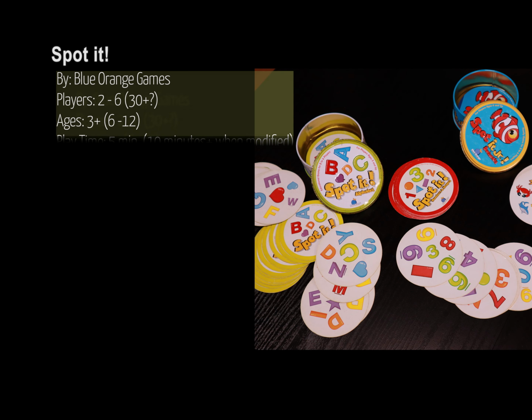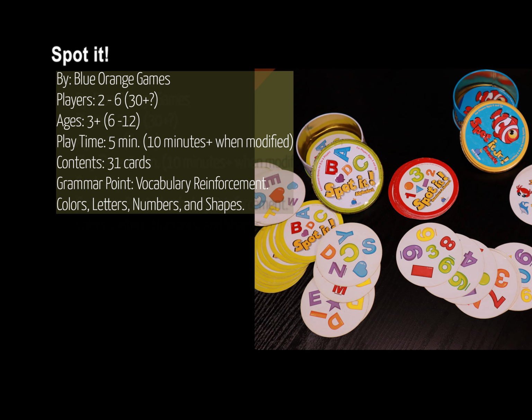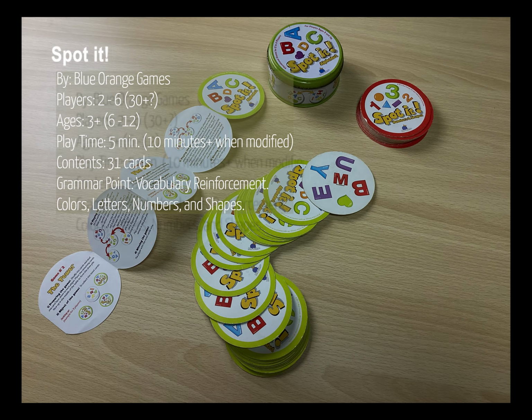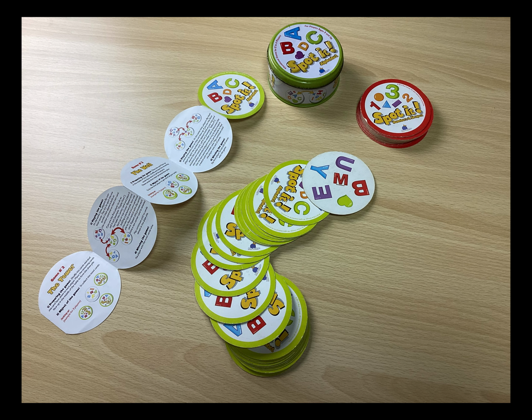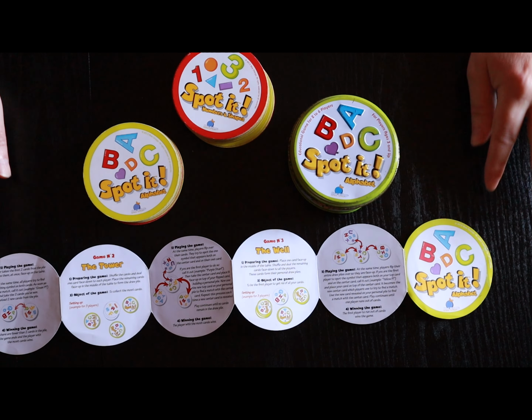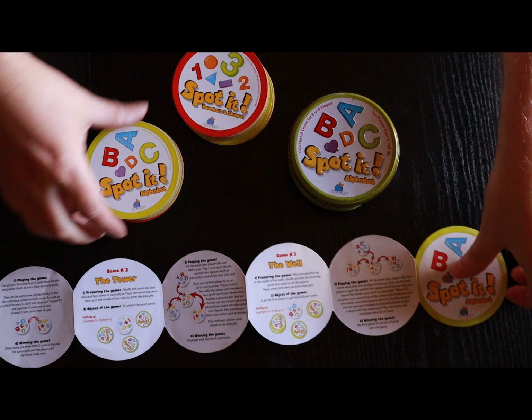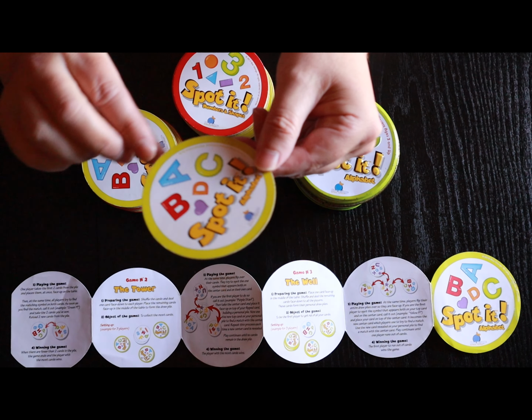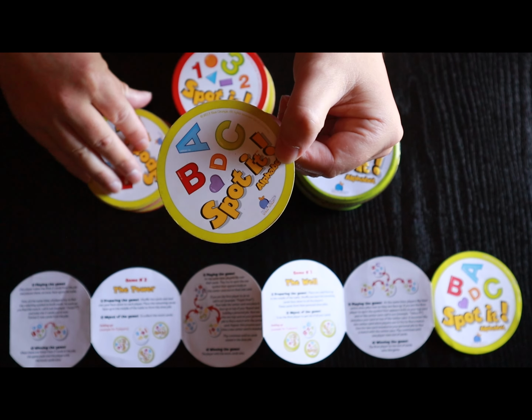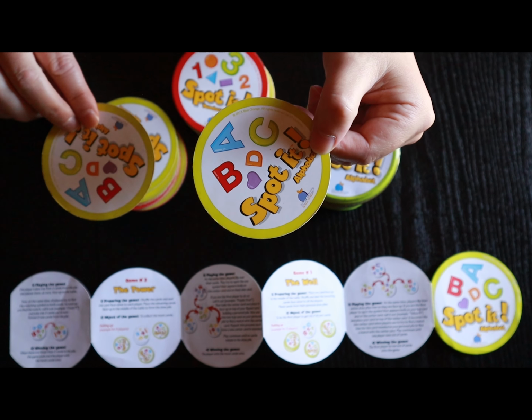The next game on this list is Spot It. Spot It is a fast and fun filler game that lasts no longer than 5 minutes or sooner. There are many variations of this game, but for English teaching purposes, I've only concentrated on the alphabet and numbers and shapes versions. Each of the 31 card sets have only one matching number or letter, although they may be of different size on the card.